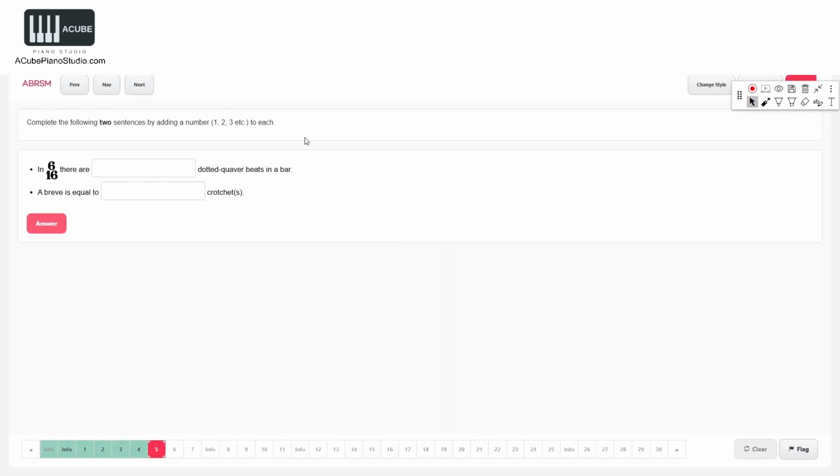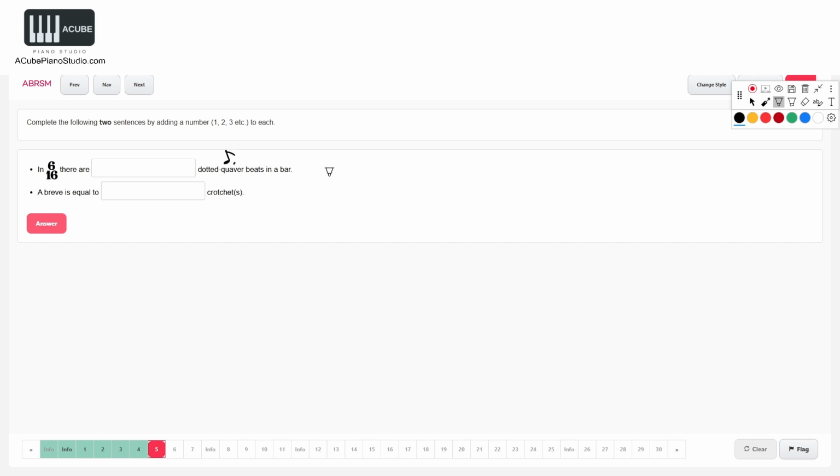Alright, moving on to the next part. For this part here, it is just filling in the blanks with the correct answers. So let's take a look at it. In 6/8, there are how many dotted quaver beats in a bar? So dotted quaver is this, right?